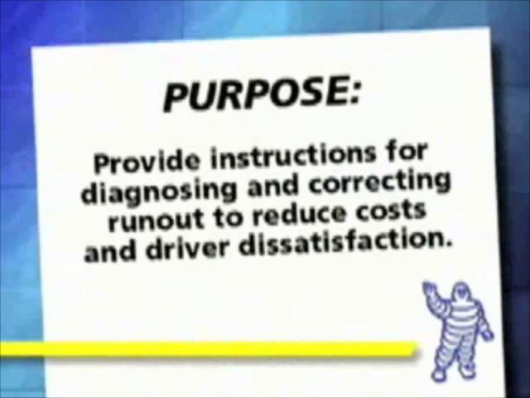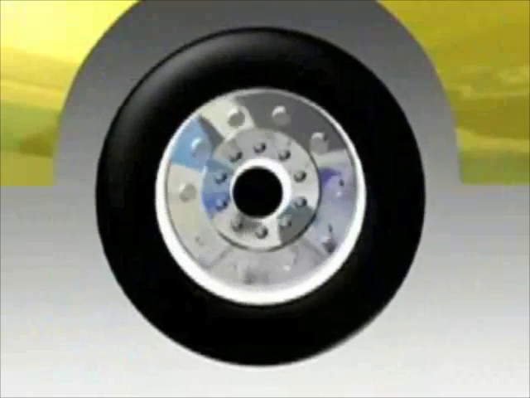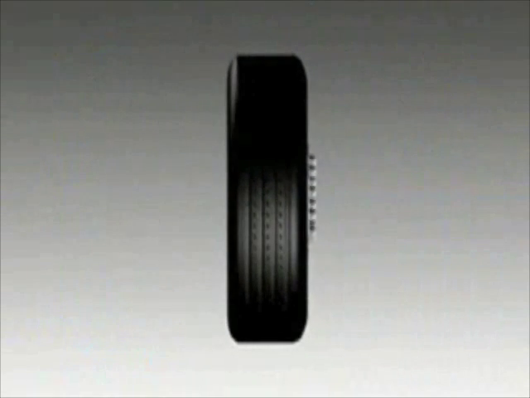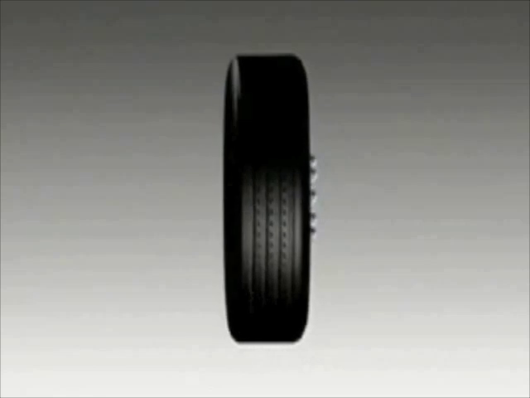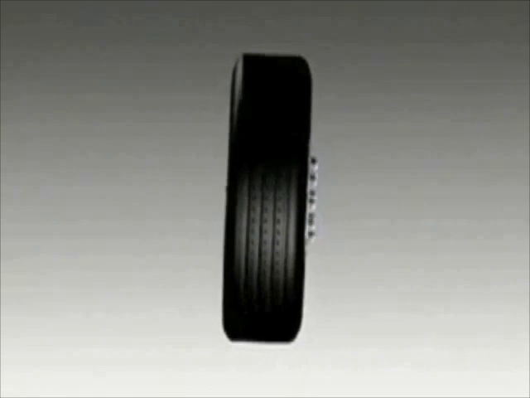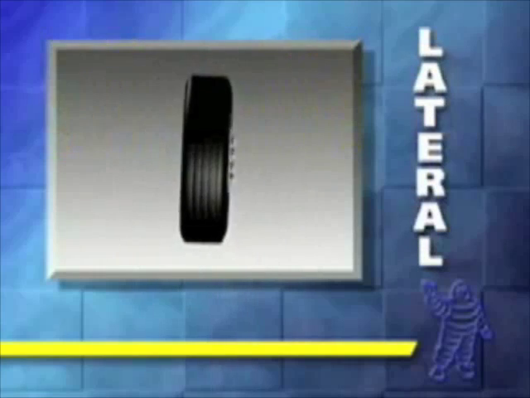The purpose of this video is to provide instructions for diagnosing and correcting a runout complaint to reduce costs and driver dissatisfaction with the ride. Runout is defined as the up and down or side-to-side visible movement of a tire and wheel assembly when rotated. There are two kinds of runout: radial runout and lateral runout.